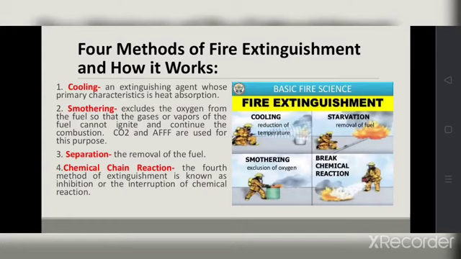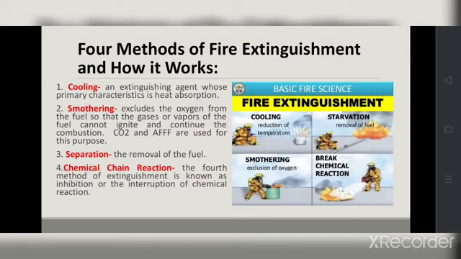Okay? Next, smothering excludes the oxygen from the fuel so that the gases or vapors of the fuel cannot ignite and continue the combustion. So CO2 and AFF are used for this purpose. CO2, or carbon dioxide, and AFF, or aqueous film forming foam, have properties somewhat like bubbles to smother the fire. It is like a cover. Okay?